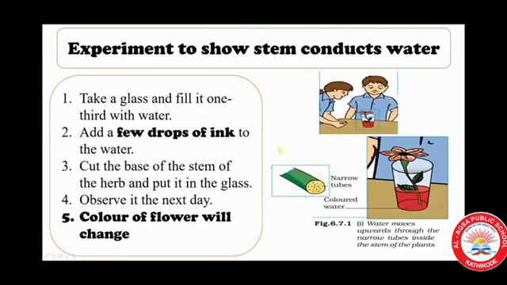Let us do one activity to prove that the stem conducts water. For this, take a glass and fill it one-third with water. Add a few drops of ink. Here we are taking red color. Then cut the base of the stem of the herb and put it in the glass. And we have to observe this plant the next day.